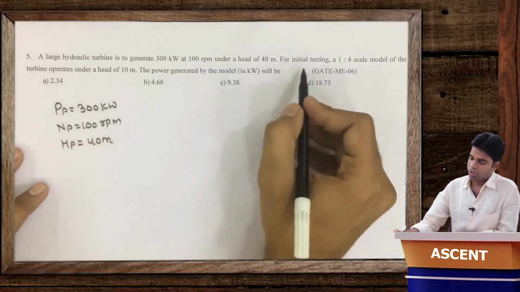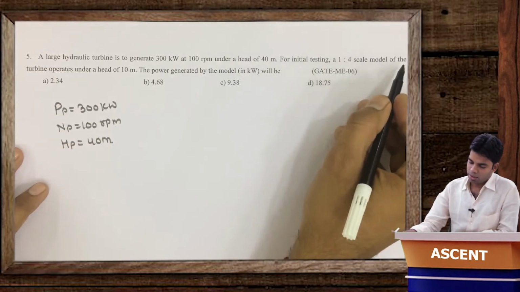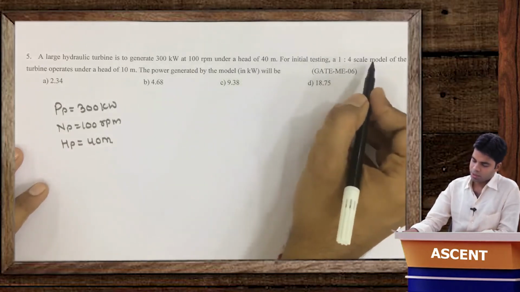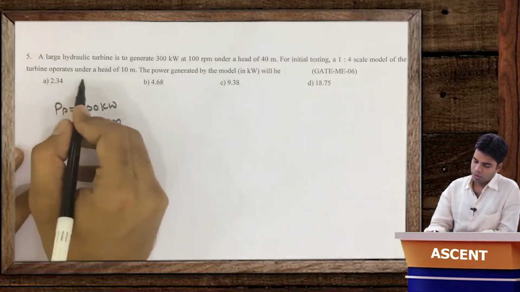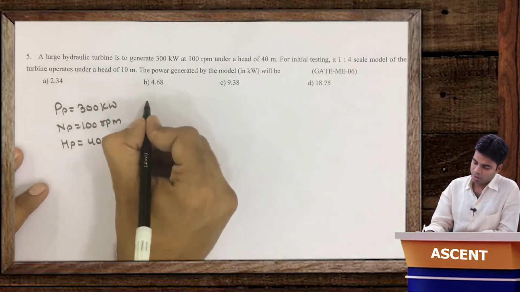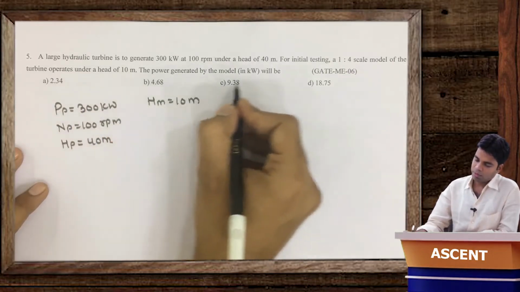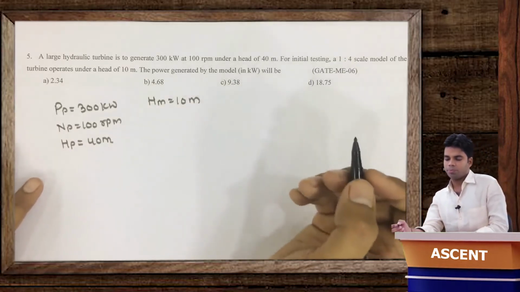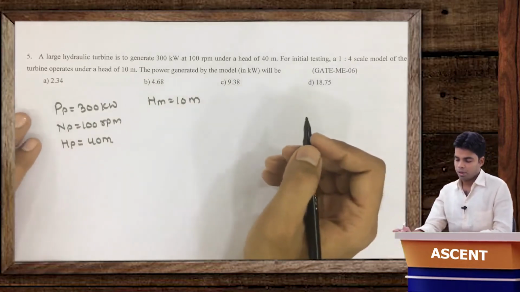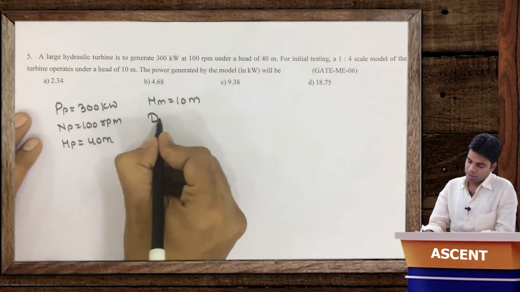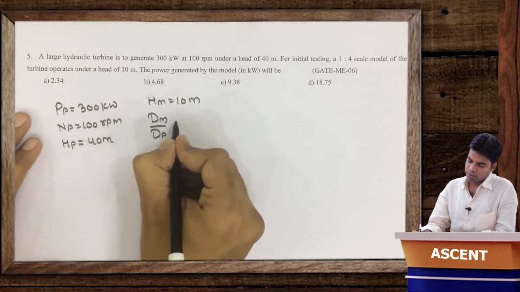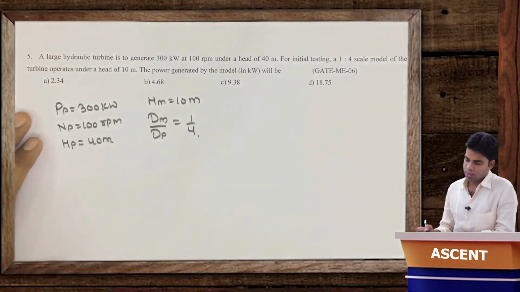For initial testing, the model is prepared with scale 1:4, and this model operates under a head of, that means head of model is given as 10 meter. We have to determine the power generated by the model, and scale is given, that means D model by D prototype is given as 1:4. Very simple to determine.